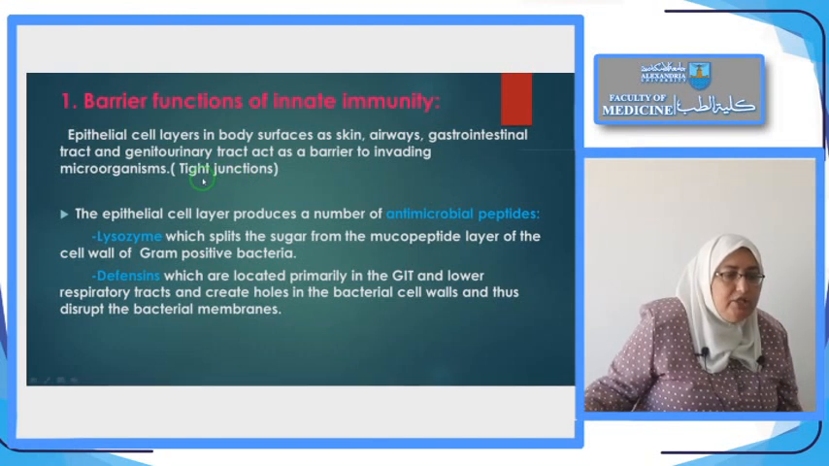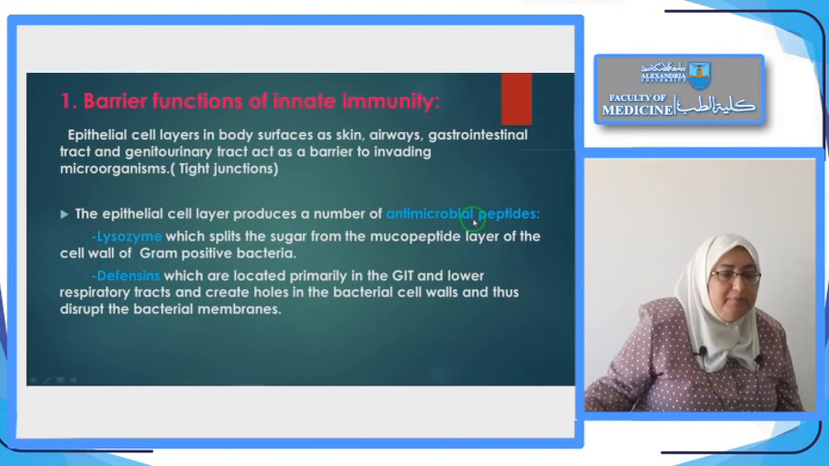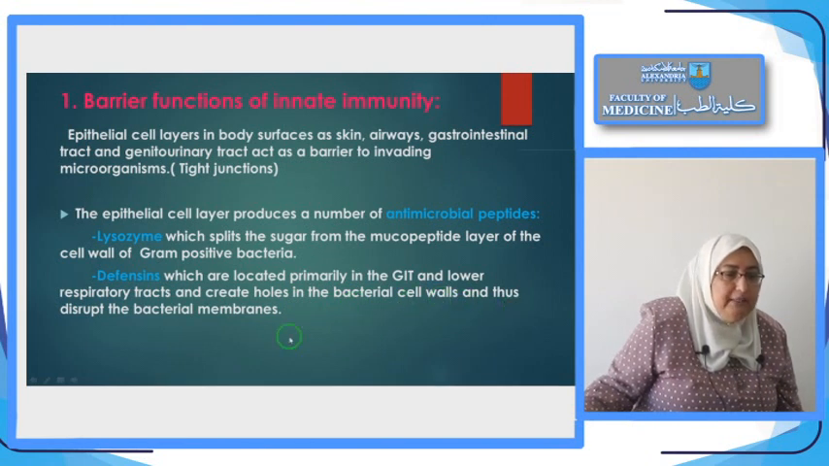So first, the tight junction of skin and mucous membrane. Secondly, antimicrobial peptides, for example, present in the epithelial layer, like lysozyme, which splits the sugar from the mucopeptide layer of the cell wall of gram-positive bacteria, causing its lysis. Defensins, which are located primarily in the GIT and lower respiratory tract, create holes in the bacterial cell wall and thus disrupt the bacterial membrane.